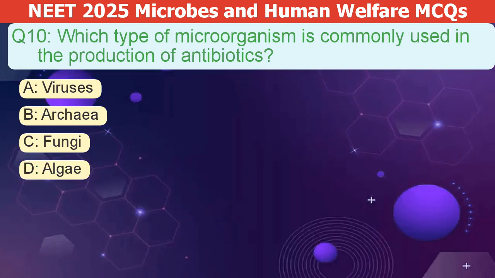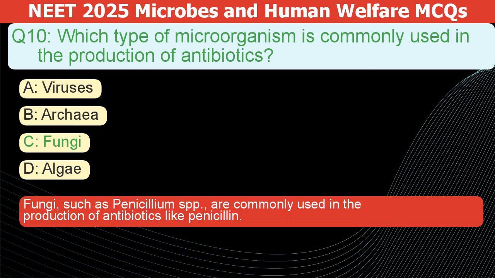Which type of microorganism is commonly used in the production of antibiotics? A. Viruses. B. Archaea. C. Fungi. D. Algae. The correct answer is C. Fungi, such as Penicillium species, are commonly used in the production of antibiotics like penicillin.